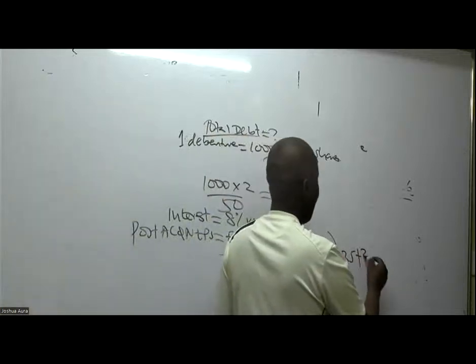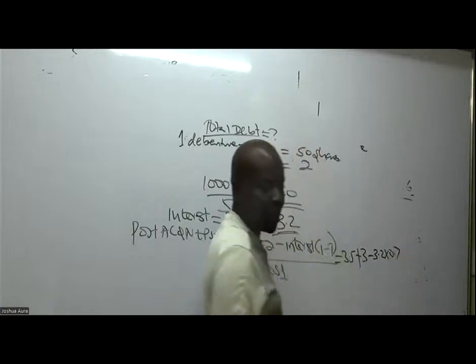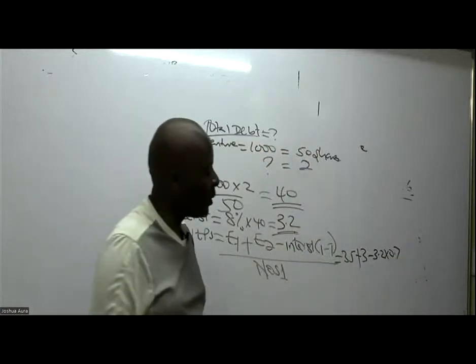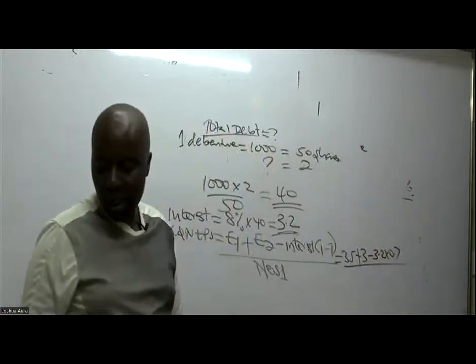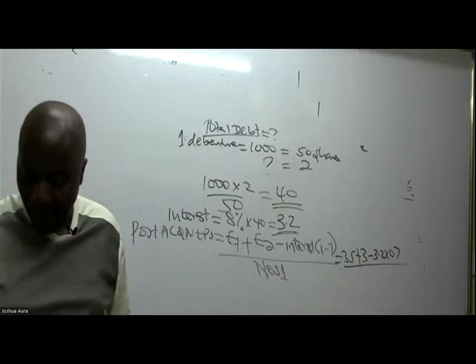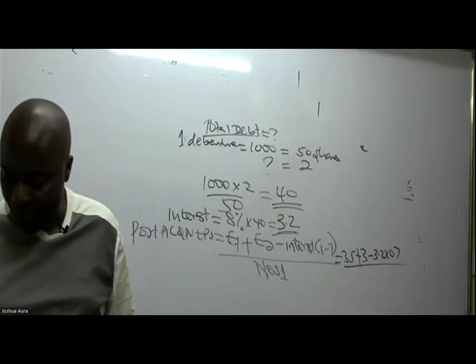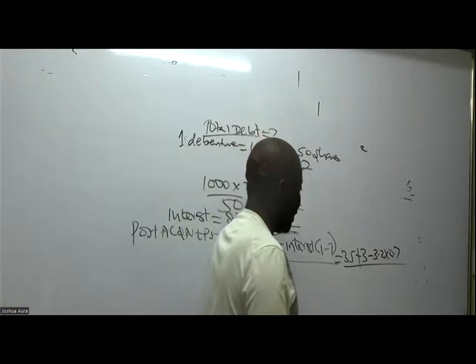Interest, I already have 3.2, times (1 minus tax), and I want to imagine the tax is 30%. Divide this by the number of ordinary shares of the first company, the predator company. The number of shares there are 10.